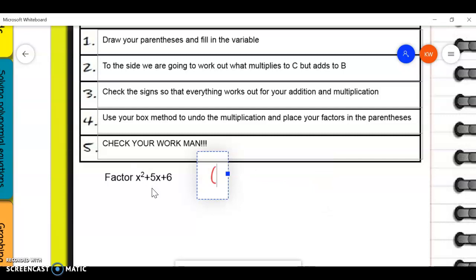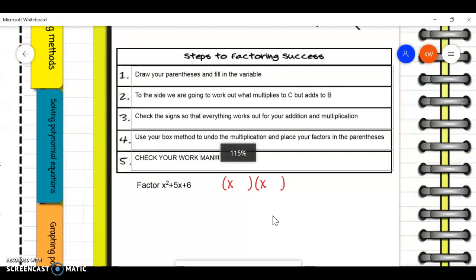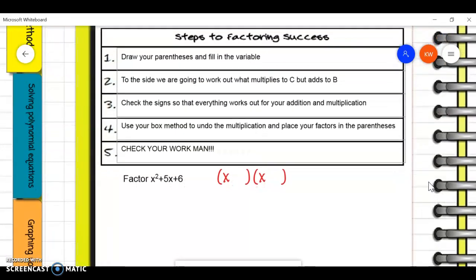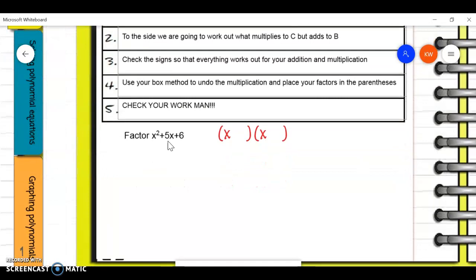All right, first step, write up your parentheses, and we're going to fill in the variable. So at the front of both of these parentheses that I'm about to write, I have an x. This x and this x are what makes up our x squared, and also will give us the coefficient right here. So that's our first part. We're going to fill in the variable, and we are going to now start looking for a couple things in specific.